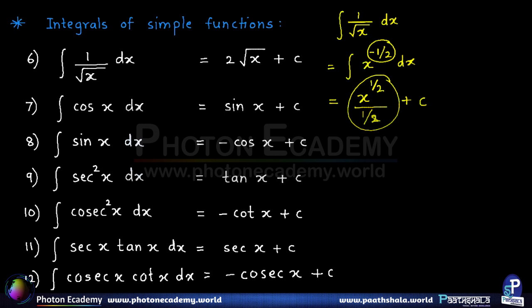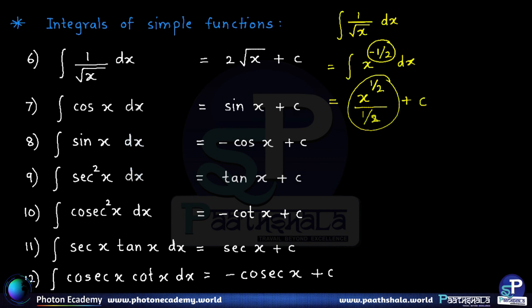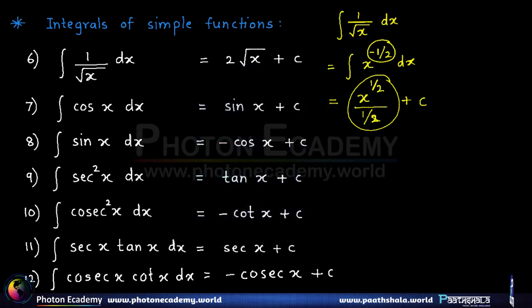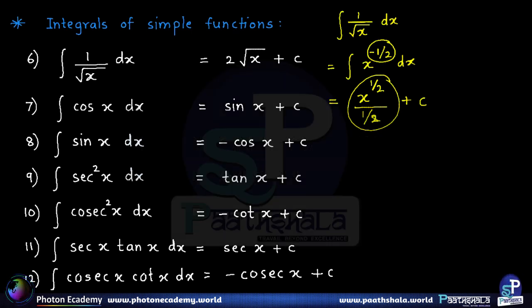Right. Now moving on to trigonometric functions, the integral of cos is sine and the integral of sine is minus cos, because we know that the derivative of cos is minus sine. So while integrating, the minus sign will appear. Then for sec square it is tan x, and for cosec square it is minus cot x, and the same for the other two, that is, the integral of sec x tan x is sec x, and the integral of cosec x cot x is minus cosec x. So these are to be remembered and used directly in the sums of integration.